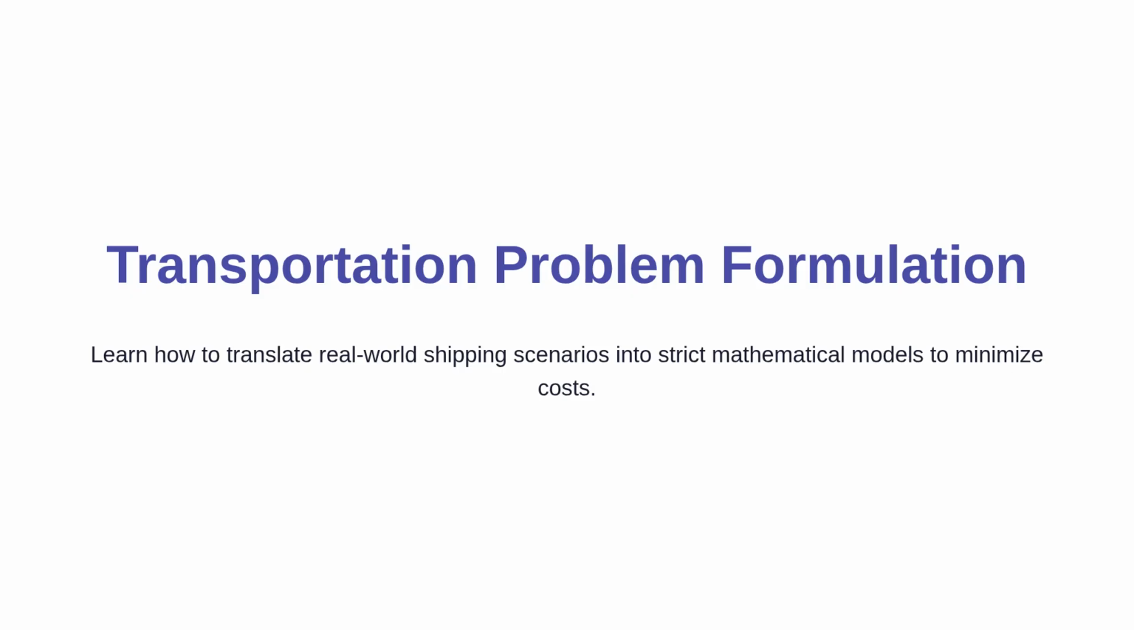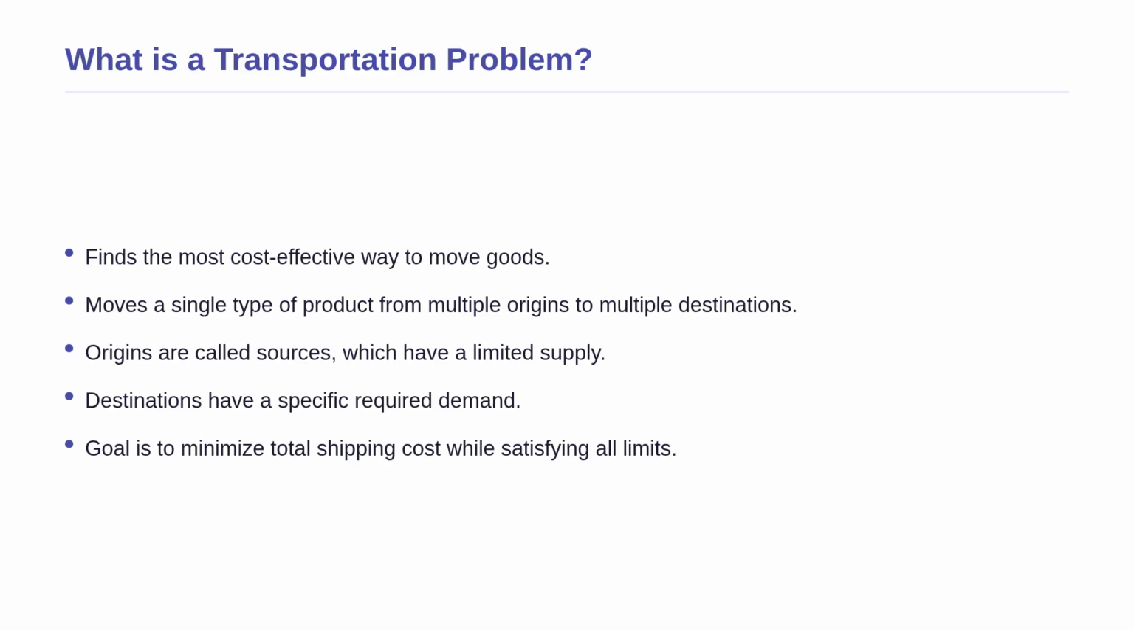precise mathematical model. To begin, let us imagine you are baking cookies in two different kitchens and delivering them to three friends. Driving uses gas, which costs money. Your goal is to match the cookies you have with the friends who want them, spending the absolute minimum on gas. In mathematics, this is a transportation problem.